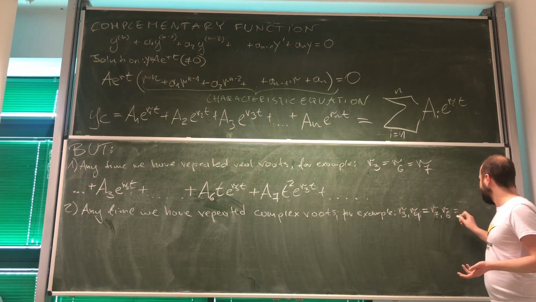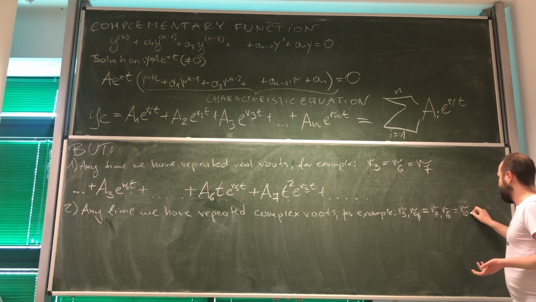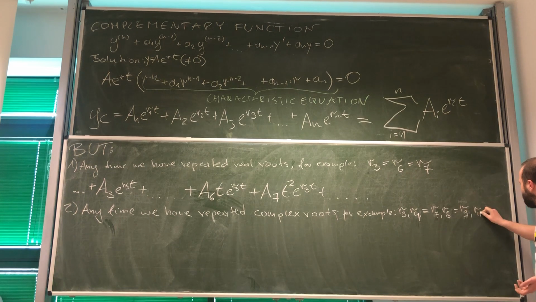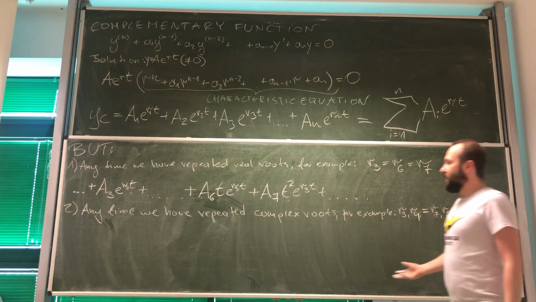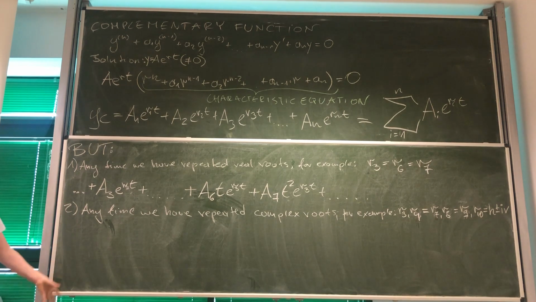Let's just say now we're going to have R7 and R8 and R9 and R10. Okay? And they are all in the complex root form. What should we do in this case? Look, again, the solution is exactly the same as before.